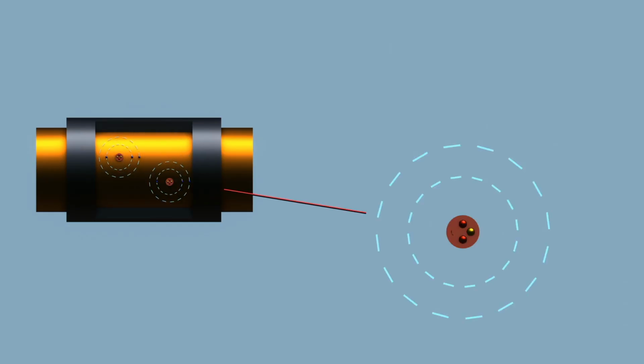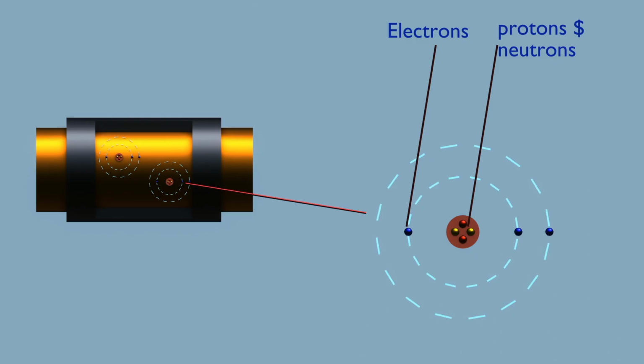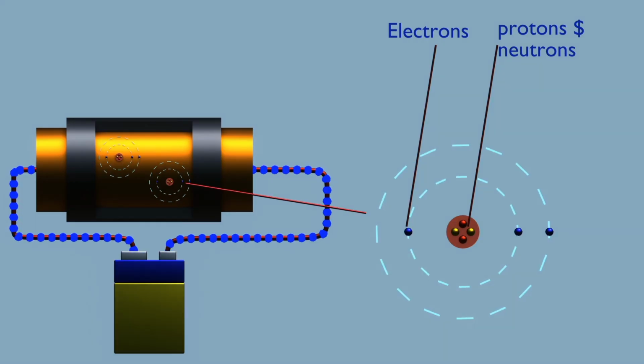If we look inside a copper wire, we find atoms made of protons, neutrons, and electrons. Protons are positively charged, neutrons have no charge, and electrons are negatively charged. Some electrons are free to move between atoms in random directions. To make this movement useful, we apply a voltage difference, causing electrons to move in one direction.